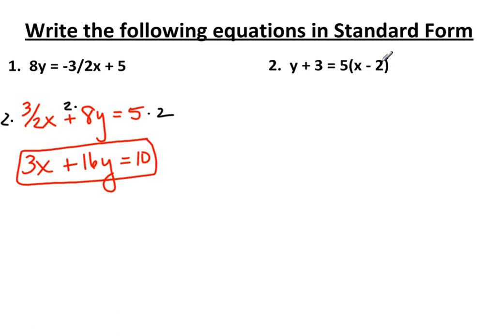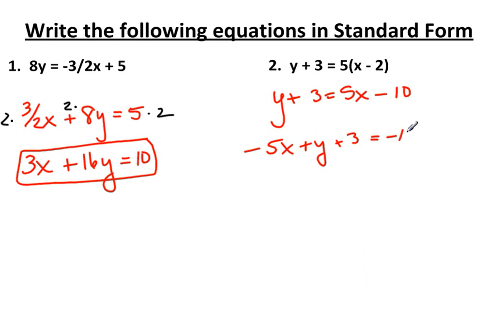If we look at example 2, this is actually point-slope form, but again I need to change it to standard form, so I'm going to distribute the 5 first. Get 5x minus 10. But I know the x's have to be on the same side as the y, so I'm going to subtract 5x. And then rewrite everything else. And then for my last step, I'm going to subtract 3. A and b are both integer values, so I'm done.